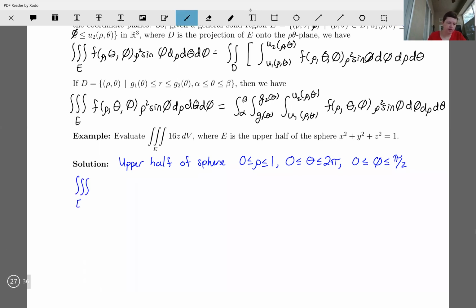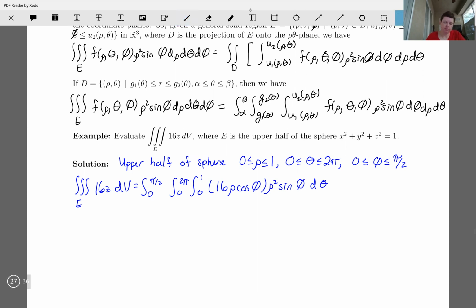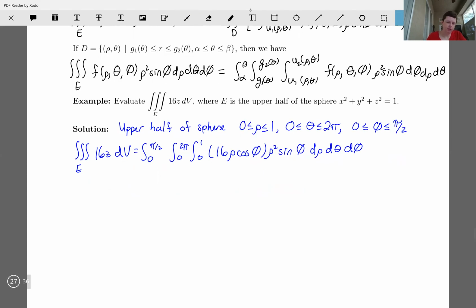Now our integral becomes the integral from 0 to pi over 2, the integral from 0 to 2 pi, the integral from 0 to 1, 16 rho cosine phi, times rho squared sine of phi. I've chosen to integrate in the order d rho first on the inside, so d rho, d theta, d phi. Again, that's of course not the only choice.